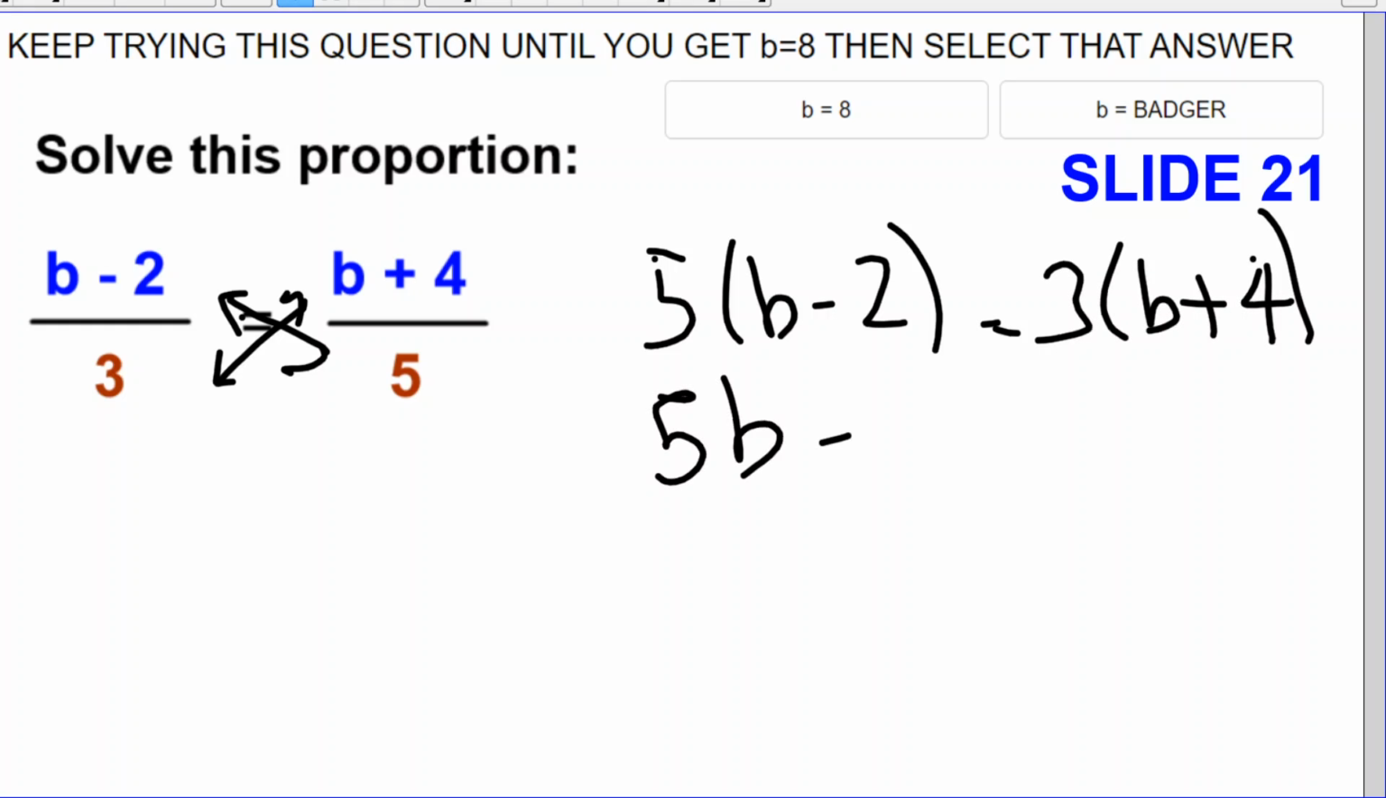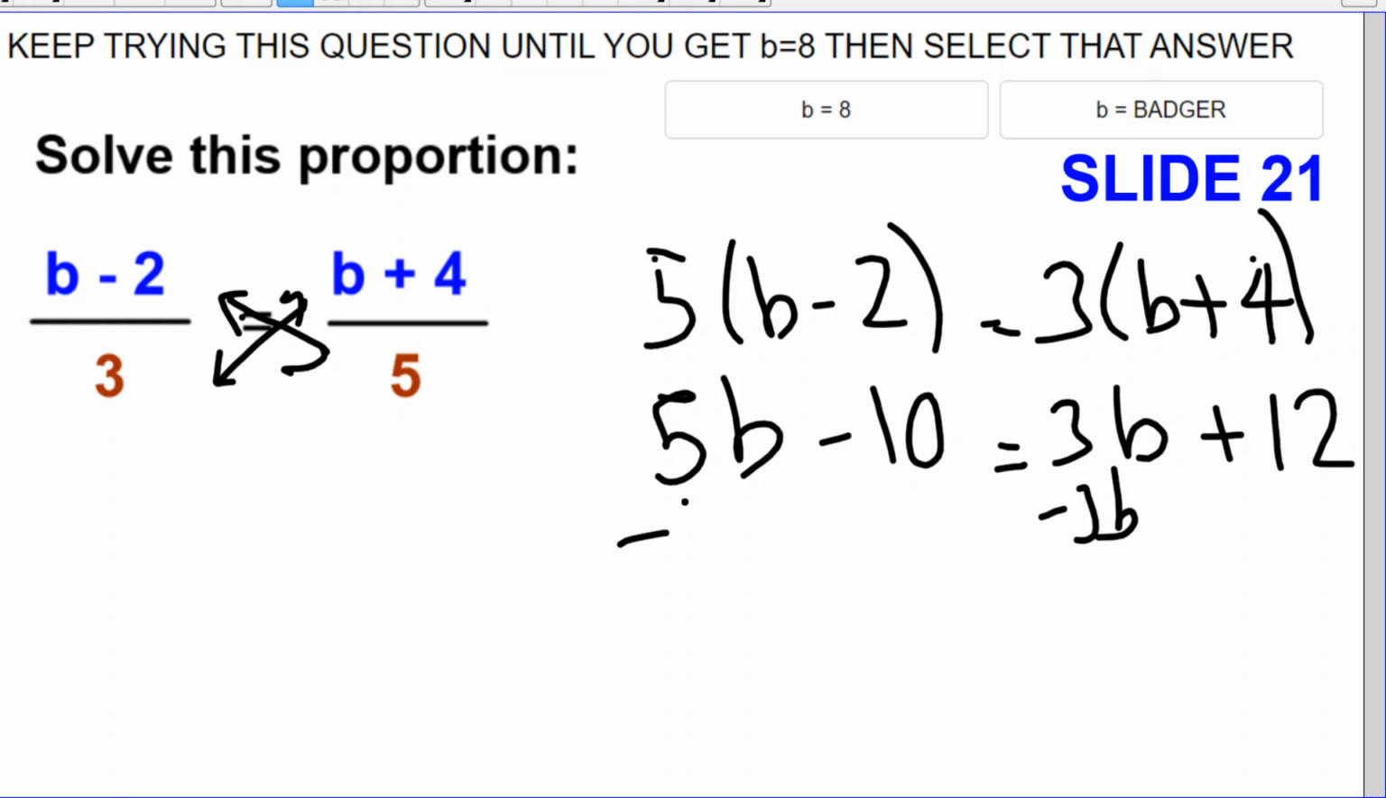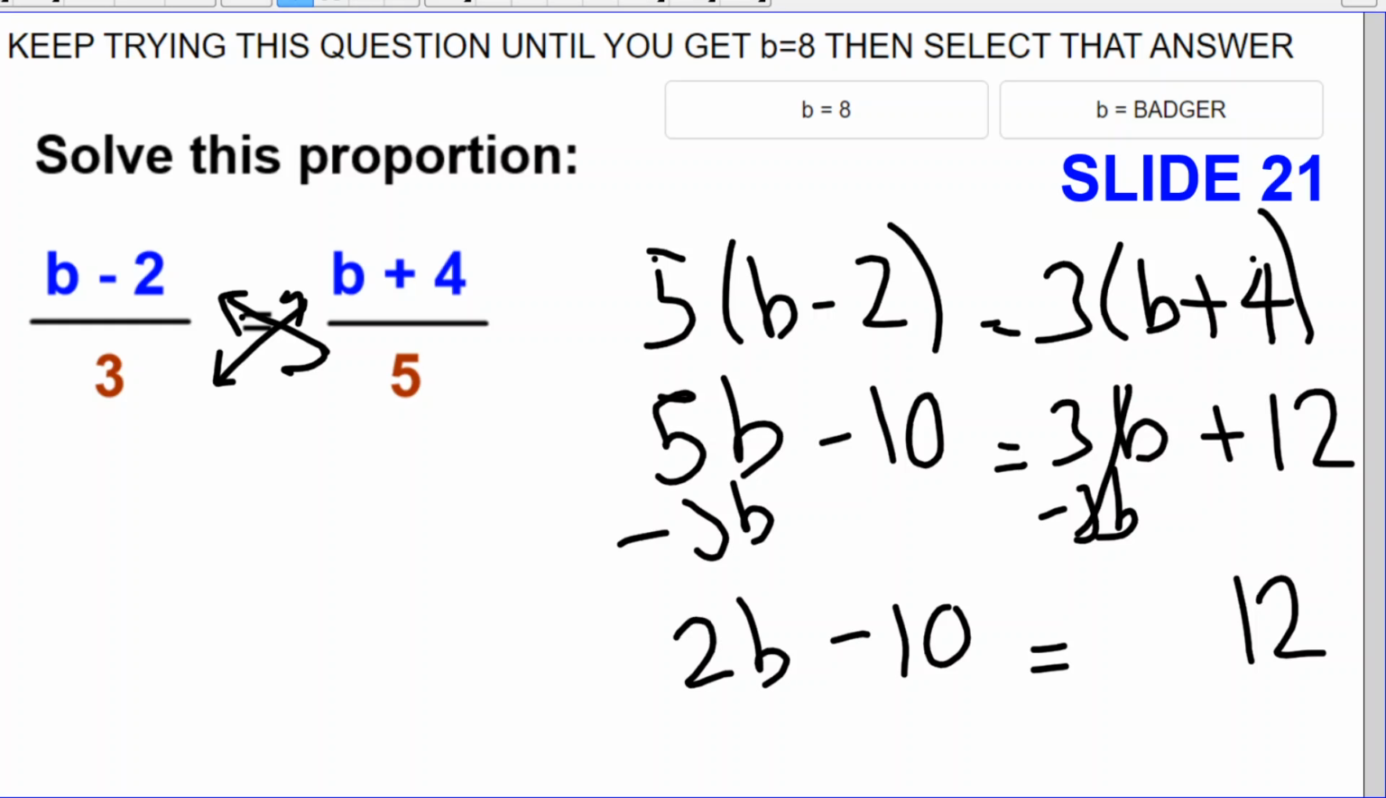So 5 times b is 5b. 5 times negative 2 is negative 10. 3 times b and 3 times 4. Oh, it looks like I might have to fix this because it looks like there's an error right now. So I'm going to take away 3b from both sides. That cancels, so I get left with 2b minus 10 equals 12. I'm going to add 10 to both sides. So 2b equals 22. And then when you divide by 2, it's going to be 11.